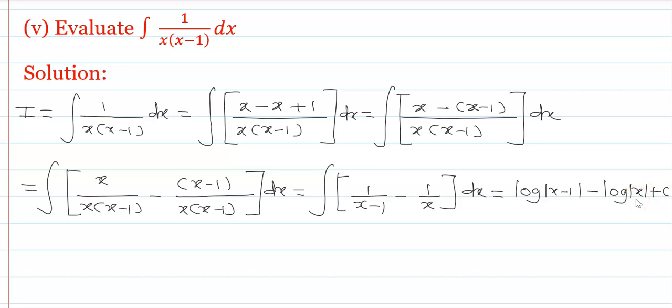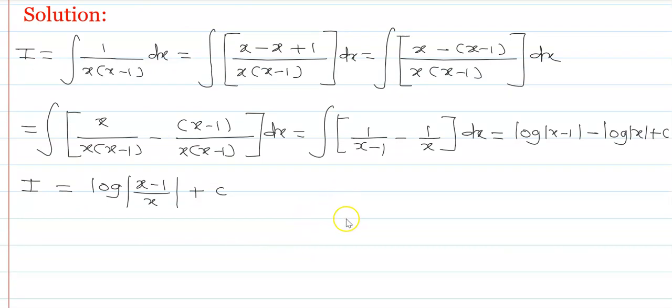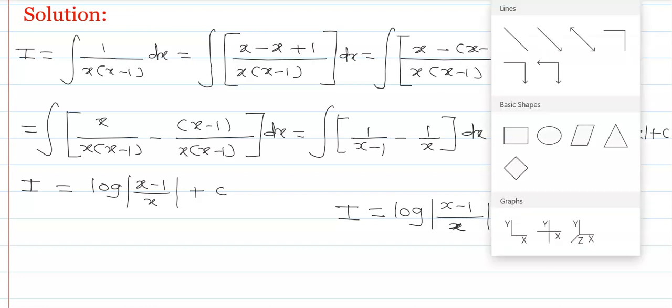Okay. Now the next, you can write it also like this, as there is a minus sign in between them. Then by using the rules of logarithm, you can write I is equals to log of m minus log of n means what? Log of m upon n, log of mod of x minus 1 upon x plus c. Okay, and this is the answer. Therefore, I will write here I is equals to log of mod of x minus 1 upon x mod complete, and this is the plus c. Okay, now answer.